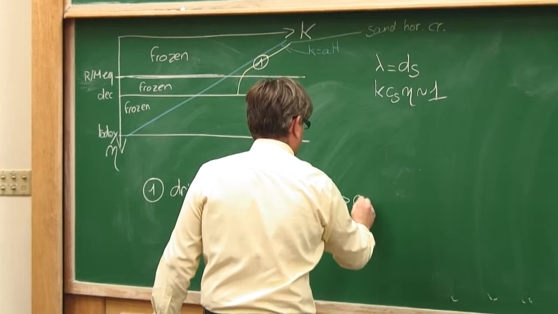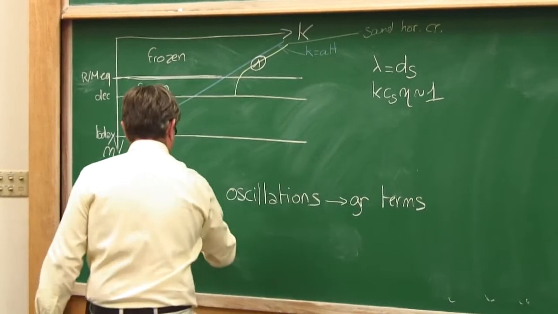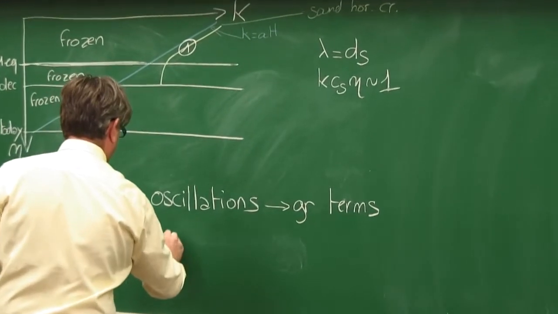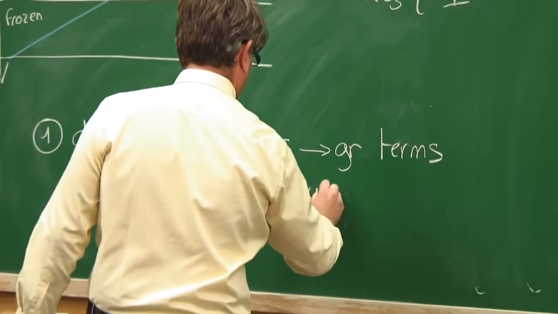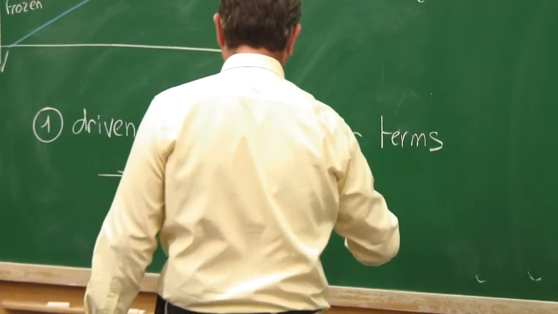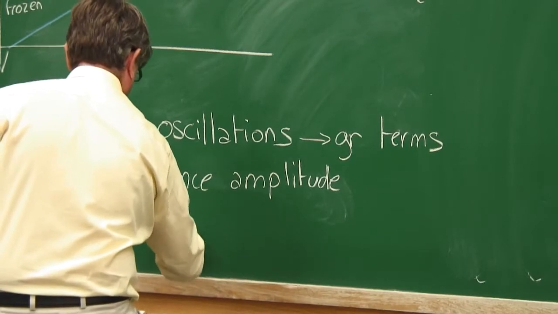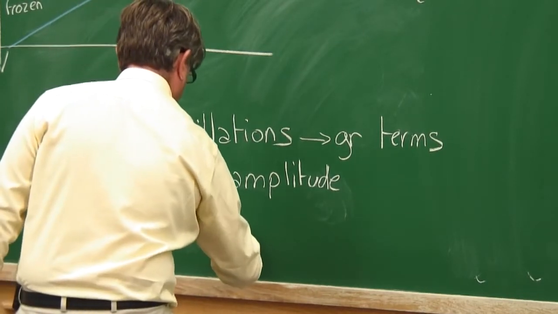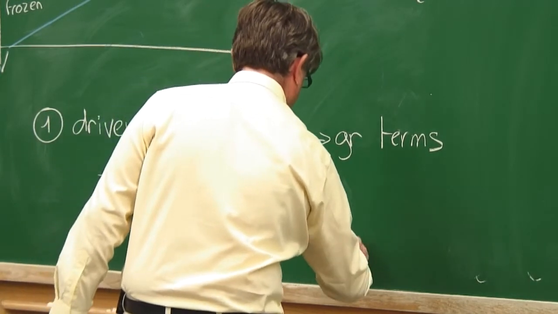So the gravitational terms have two impacts. They enhance the amplitude of the oscillations of theta 0, and they shift the zero points of oscillations.